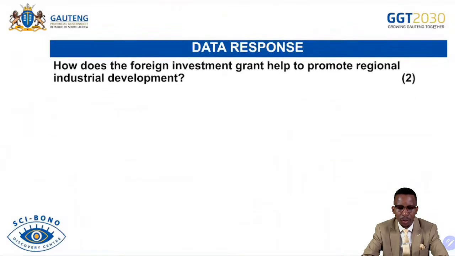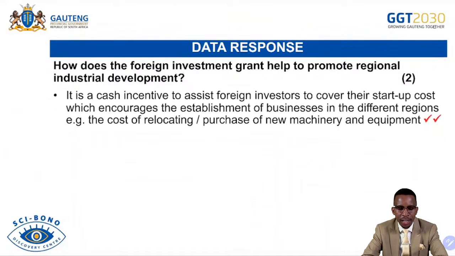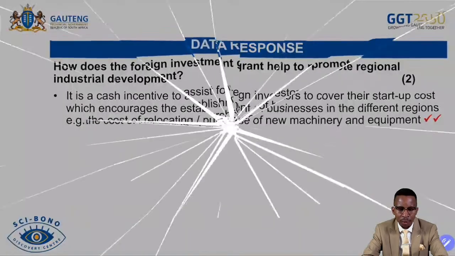We continue with data response. How does the foreign investment grant help promote regional industrial development? Remember, the FIG is the incentive given by the government to FDIs, or foreign direct investors, that are willing to relocate to South Africa. It is mainly given on relocation of machinery and equipment that will be moved from the foreign country to South Africa as they are willing to invest in the country. It's a cash incentive to assist foreign investors to cover their startup costs, which encourages establishment of business in the different regions, e.g., the cost of relocating, purchase of new machinery, as well as equipment.